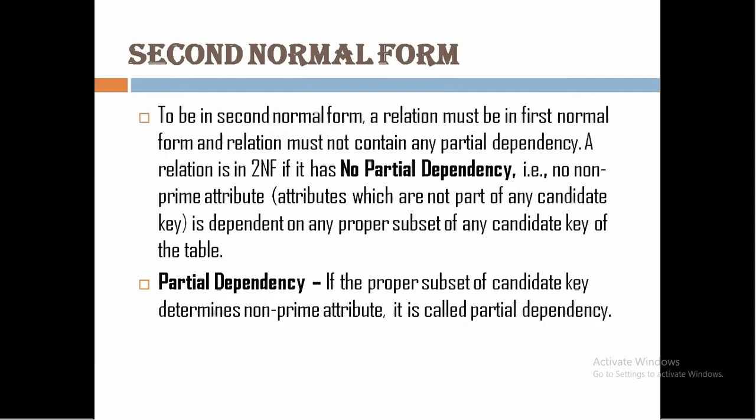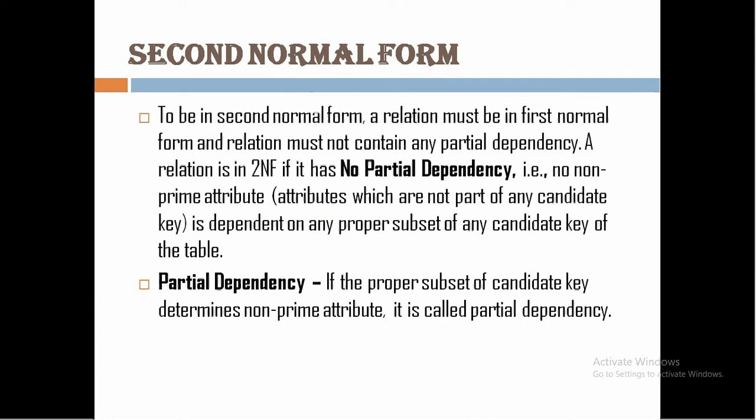Second normal form. A relation is in second normal form if it is in first normal form and every non-key attribute is fully dependent on the key. Or we can say that the relation must not contain any partial dependency.